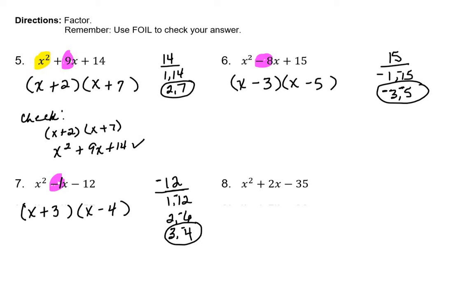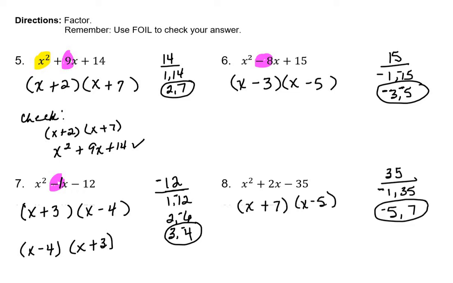And one thing I want to point out here is that if you wanted to write this as x minus 4 times x plus 3, that's perfectly fine. My math lab does not care which order you put that in. So let me give you a minute to pause here and try and do problem 8 on your own. And there is your answer, x plus 7 times x minus 5.